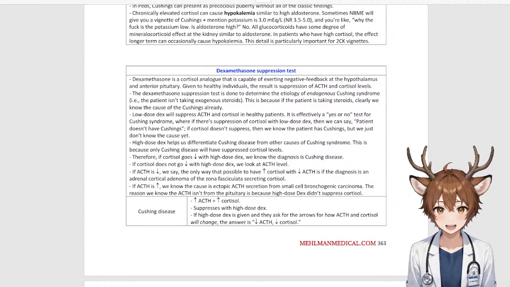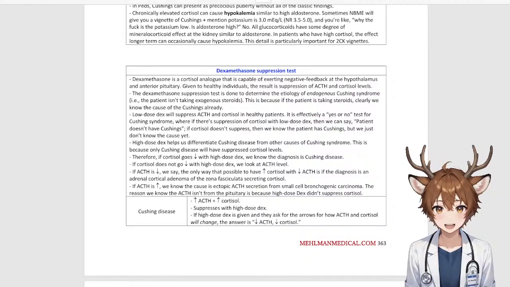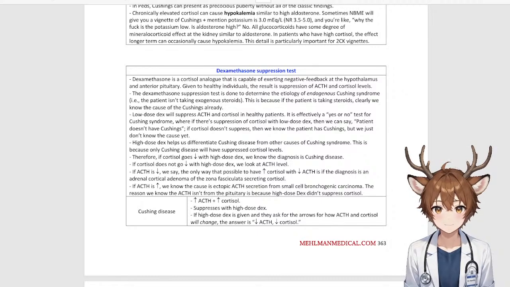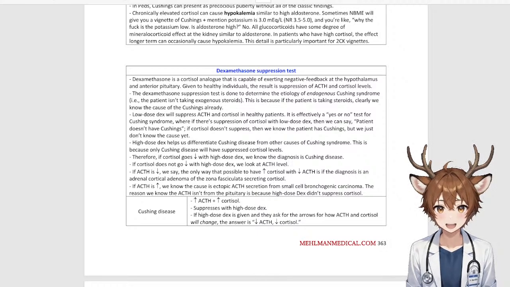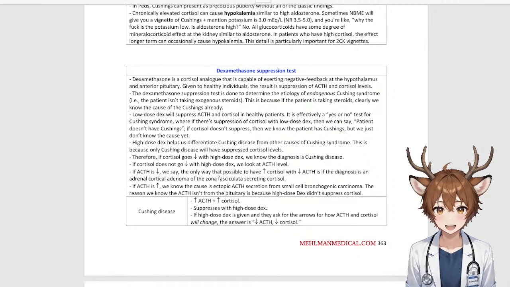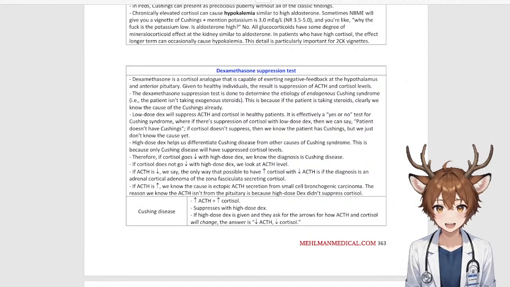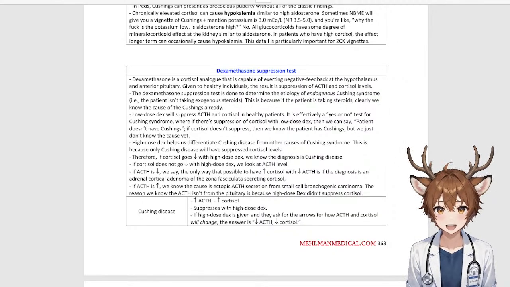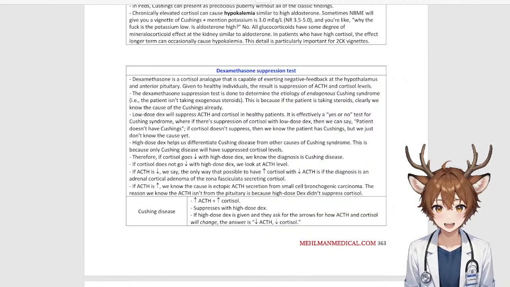Low-dose dexamethasone will suppress the ACTH and cortisol in healthy patients. It is effectively a yes or no test for Cushing syndrome, where if there's a suppression of cortisol with low-dose dexamethasone, then we can say the patient doesn't have Cushing's. If the cortisol does not suppress, then we know that the patient has Cushing's, but we just don't know what causes it yet. High-dose dexamethasone helps us differentiate the disease from the other causes of Cushing syndrome.